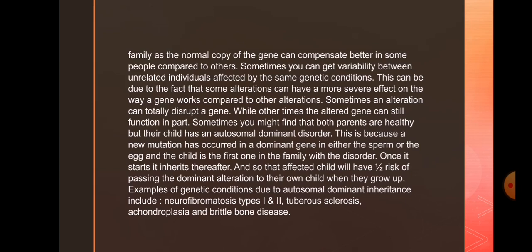Once it starts, it is inherited thereafter, and so that affected child will have a 1 in 2 risk of passing the dominant alteration to their own child when they grow up. Examples of genetic conditions due to autosomal dominant inheritance include neurofibromatosis types 1 and 2, tuberous sclerosis, achondroplasia, and brittle bone disease.